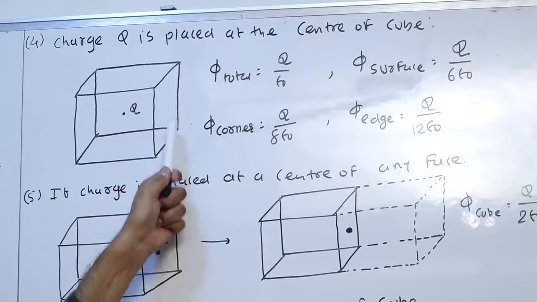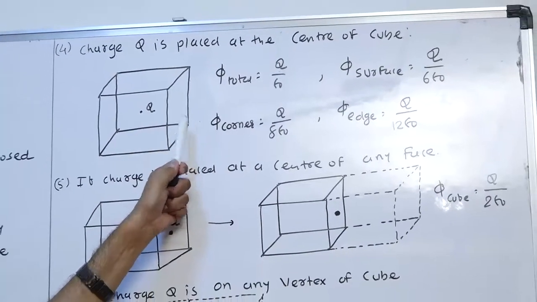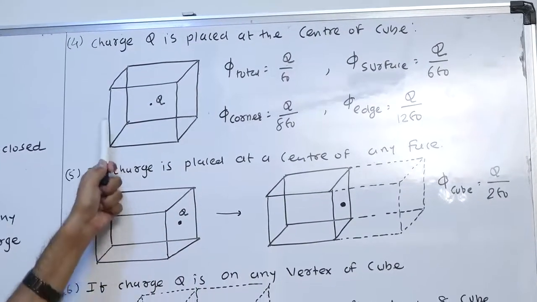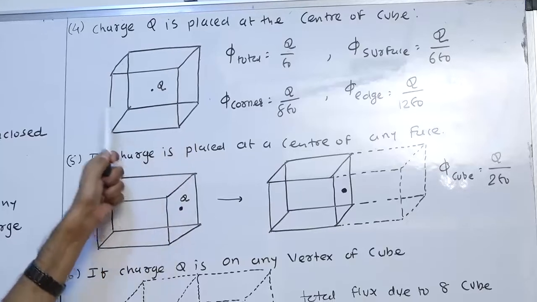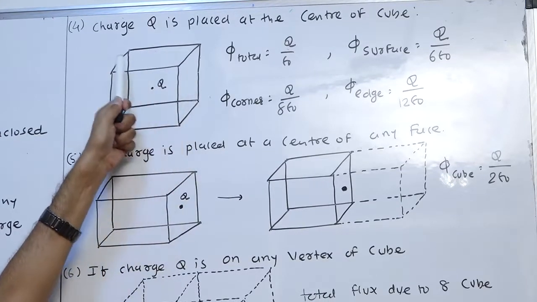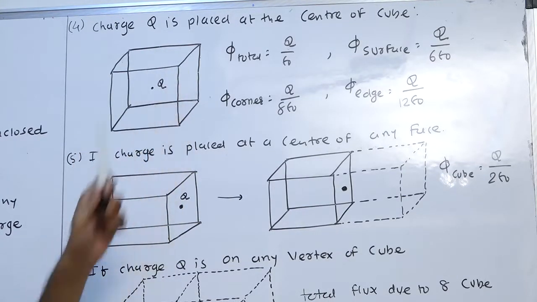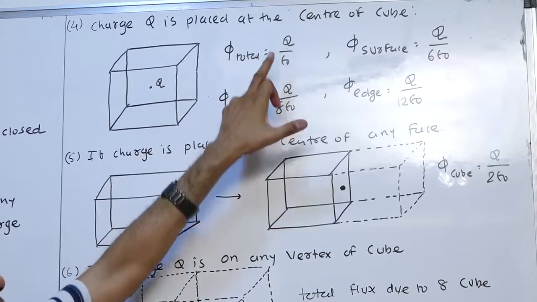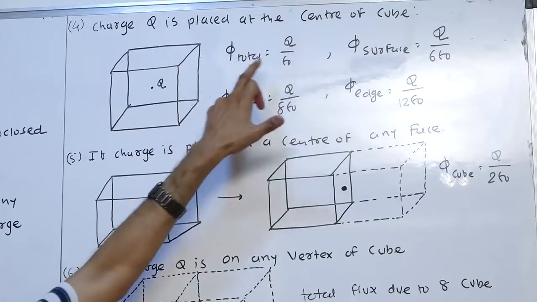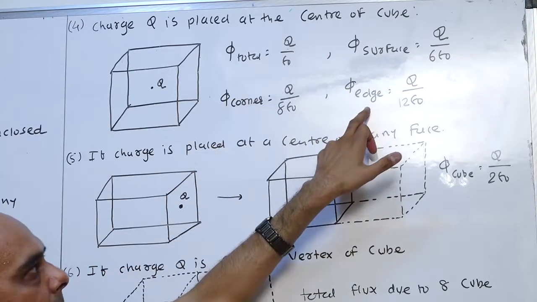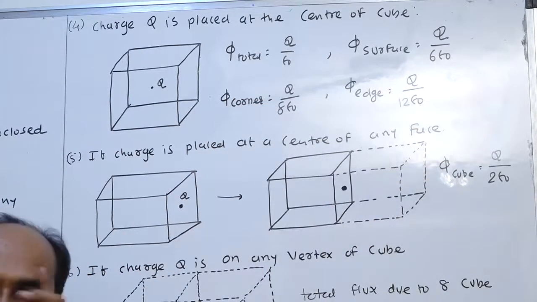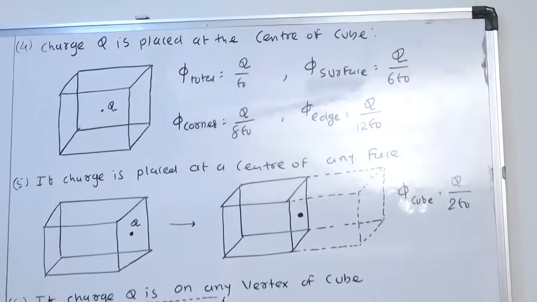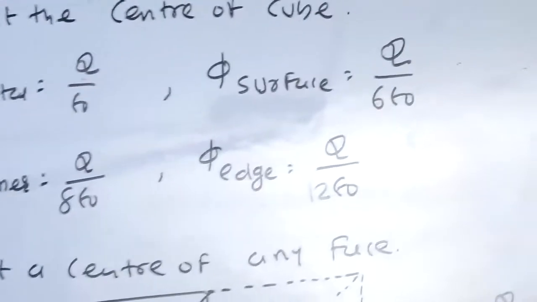And these are the edges of the cube. The total number of edges in a cube is 12: 1, 2, 3, 4, 5, 6, 7, 8, 9, 10, 11, 12. For 12 edges, flux is q by epsilon 0. For 1 edge, the answer will be flux phi edge is equal to q by 12 epsilon 0.